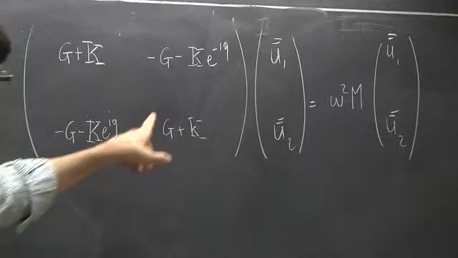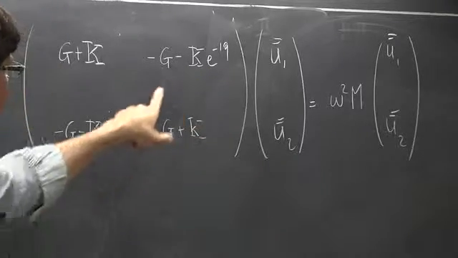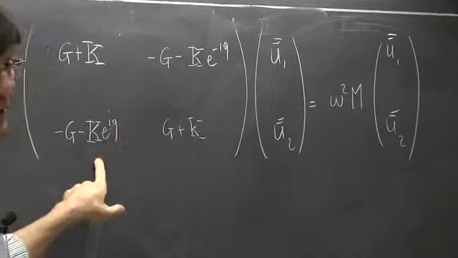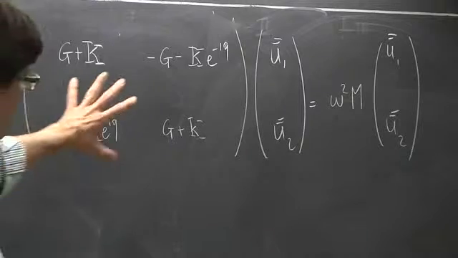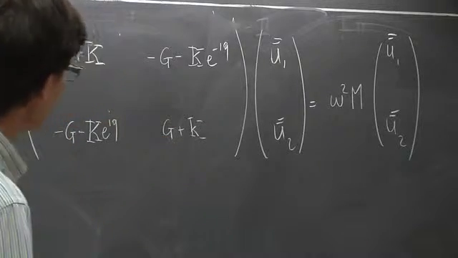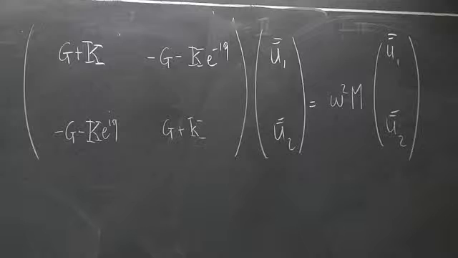Notice that it's Hermitian, right? Because if I take the complex conjugate of this one, I get the other one. So it's a good matrix, it's Hermitian, so there will be eigenvalues. Whether they will be negative or positive, I cannot tell, at least not from looking at this. So I need to diagonalize it.